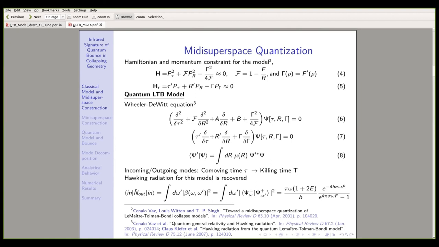Therefore, on quantization, the Wheeler-DeWitt equation is written in equation number 6, where the functions capital A and capital B describe the operator ordering ambiguity. The Hilbert space is chosen with measure mu such that the Hamiltonian constraint is Hermitian. The incoming and outgoing modes in this model were associated with the solutions of the Wheeler-DeWitt equation after making a transformation from comoving time to Killing time capital T. To compute the Hawking radiation for this model, the Bogoliubov coefficients were identified with the projection of outgoing modes on incoming modes, and the thermal spectrum was recovered in this model.